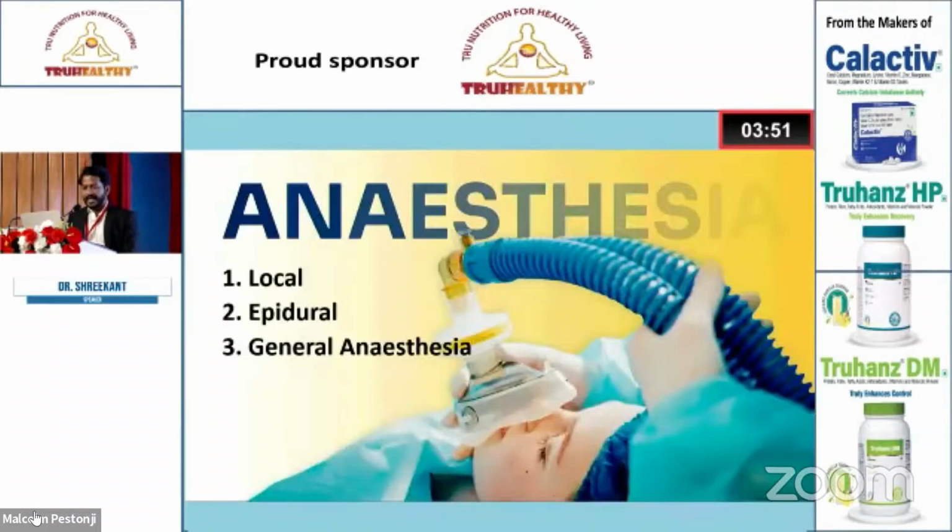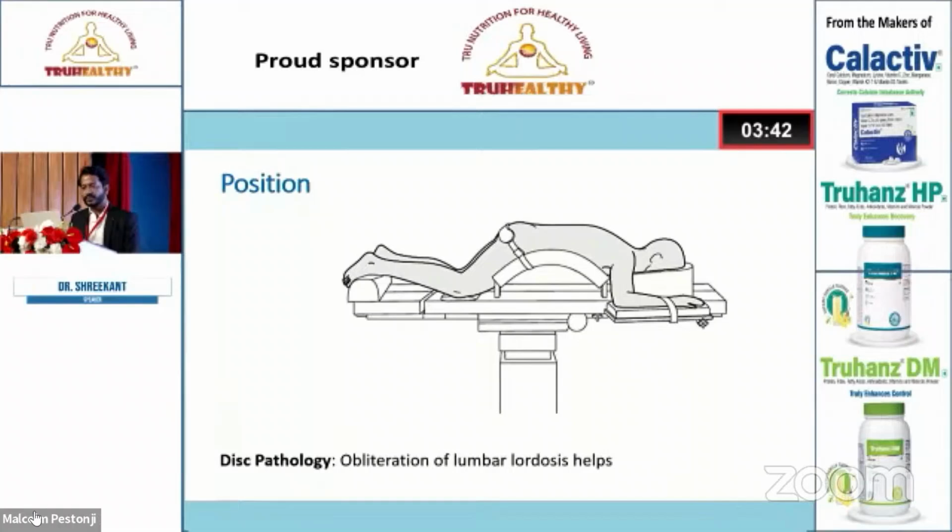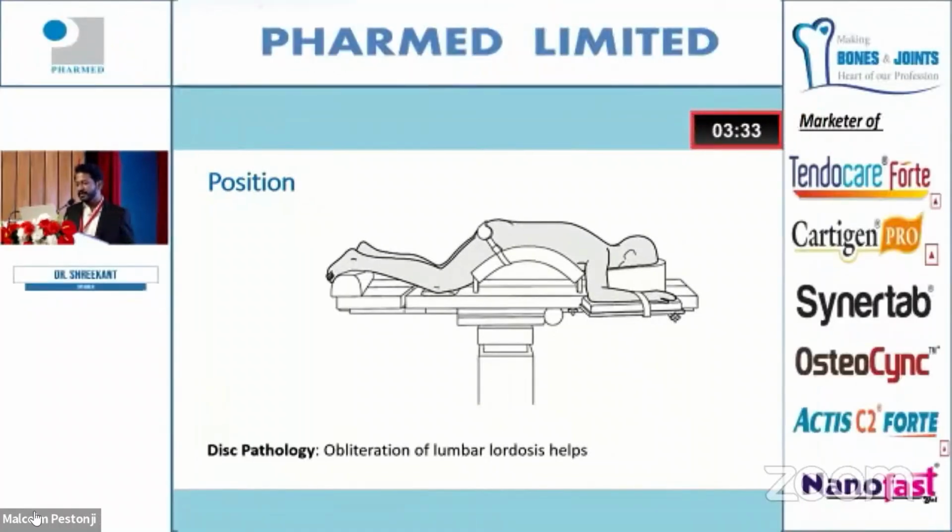The next step is anesthesia. Again, it is surgeon preference. A lot of people do it under local anesthesia, but you can do it under epidural as well as general anesthesia. As far as position is concerned, the patient is prone. For the lower levels, obliteration of lumbar lordosis helps. But for the upper levels, it is not necessary to obliterate lumbar lordosis because the foramen is already wider at that level and the forces of lordosis are not there.